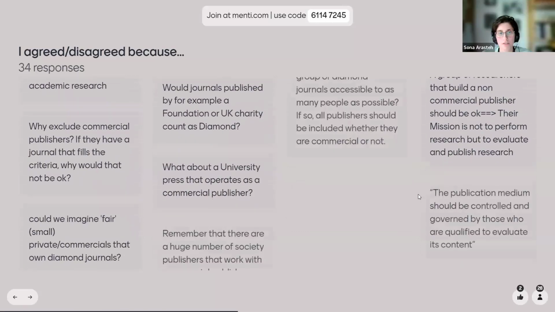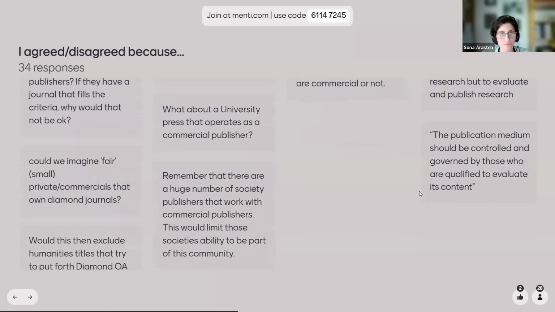Maybe we can briefly also go into the questions that are posed within the Mentimeter session. So could you maybe just briefly elaborate in that context on what about a university press that operates as a commercial publisher? Because we all know it's a very prevalent event, right? So that happens a lot.